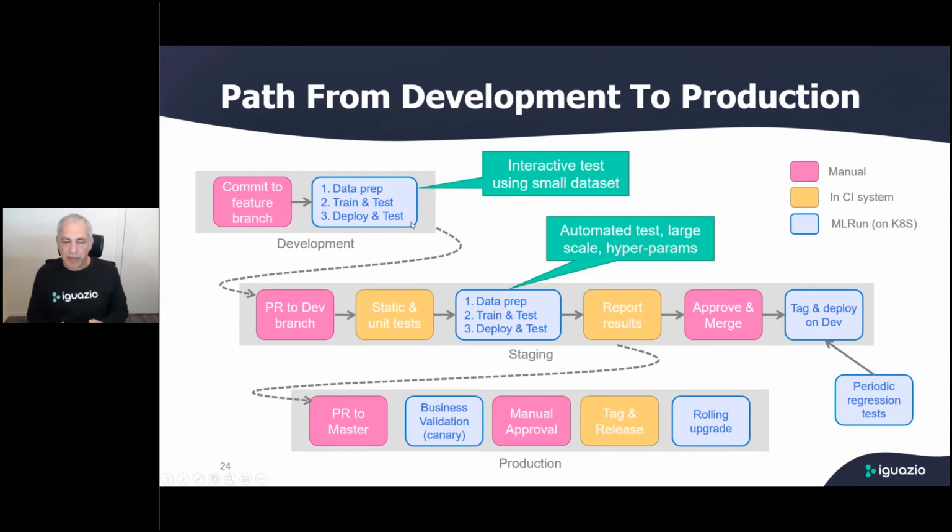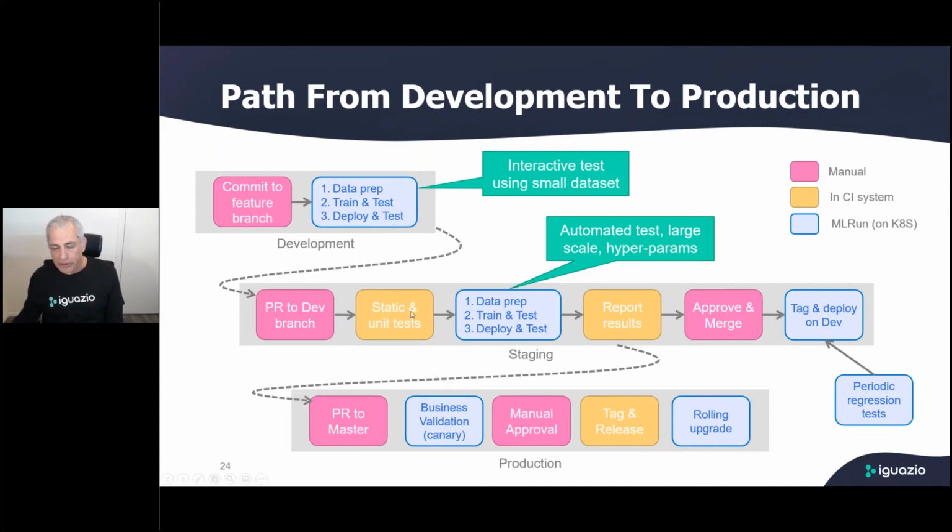Once you finish the interactive development part, you want to merge your changes into a development branch. So you do a pull request, and then once you do the pull request, a bunch of static checks and unit tests run, like Black and Flake8 and all sorts of static analysis tools, verifying that all the imports are proper and everything is done correctly. Maybe running some unit tests for your code before doing something more extensive.